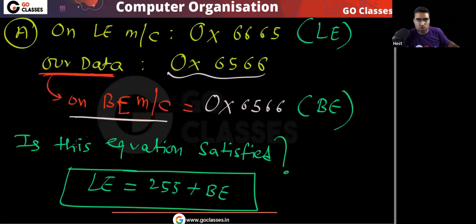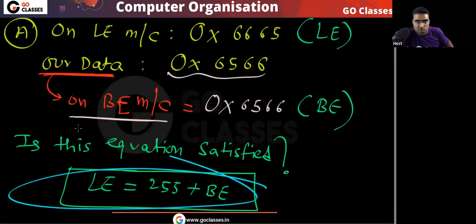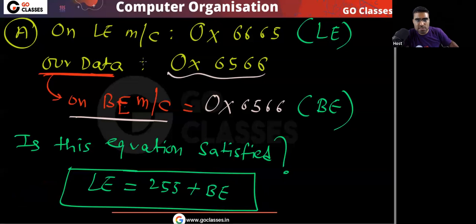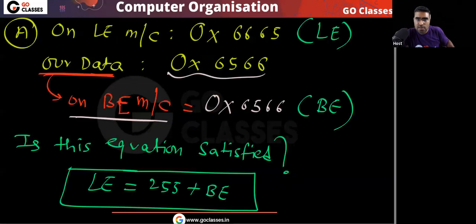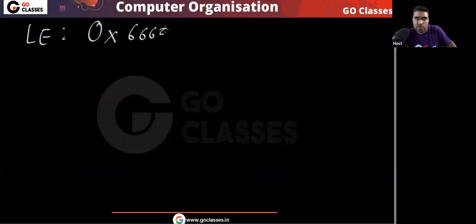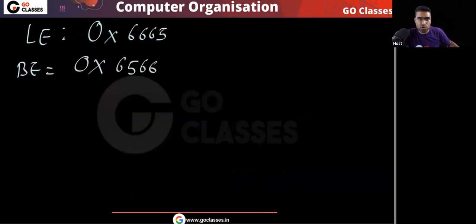So the question is asking, is this equation satisfied: LE equal to 255 plus BE? What is LE? LE is 0x6665. And what is BE? BE is 0x6566.